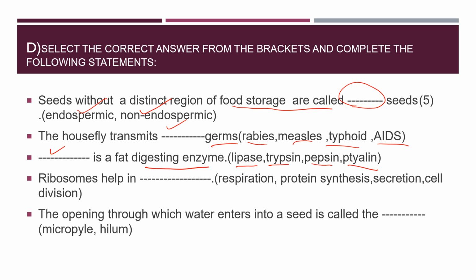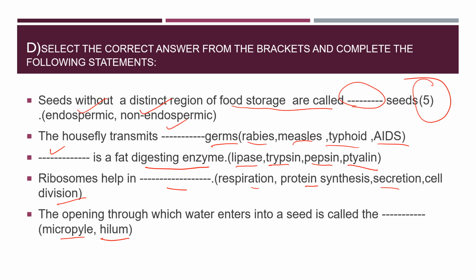These are very easy when you get the options, right? So it's very easy for you to answer that question. Ribosomes help in dash: respiration, protein synthesis, secretion or cell division. The opening through which the water enters into a seed is called micropyle or hilum. Is it clear? So these are different types of objective questions, and each part has 5 marks each. So just go through each pattern and try to follow these patterns, and it will be very easy, and you'll have a quick revision of all the lessons, right?